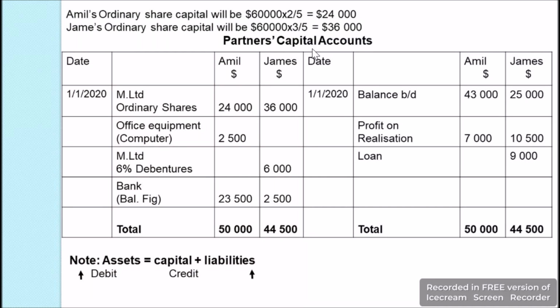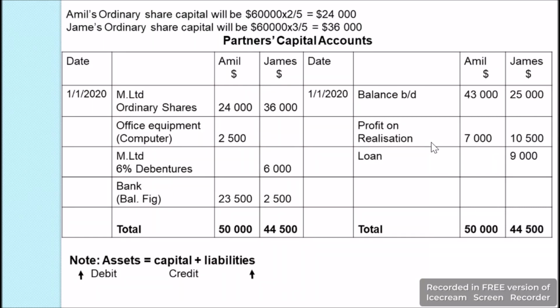And then here we have the partnership capital account. As per our accounting equation, assets equals capital plus liability. Any increase on the asset side will be debited, and any increase on the capital and liability side will be credited, and we will have the opening balance of capital and liability on the credit side. So we are starting here with the opening balance, which was mentioned in the books of accounts as $43,000 for Amil and $25,000 for James.